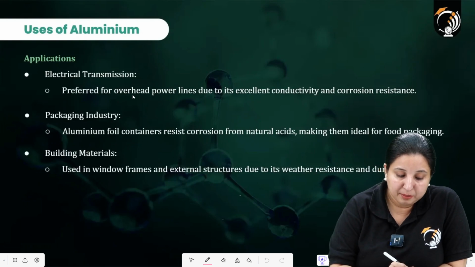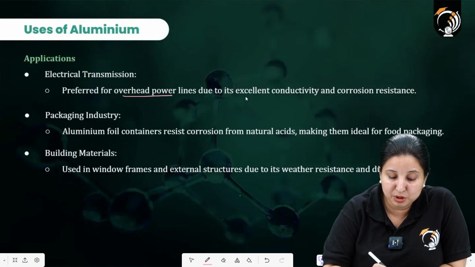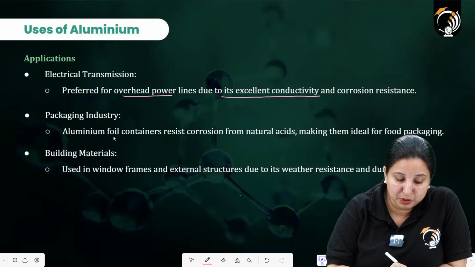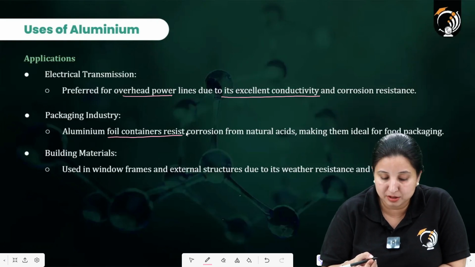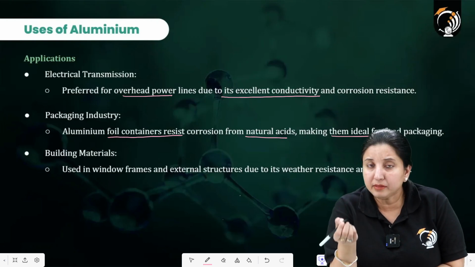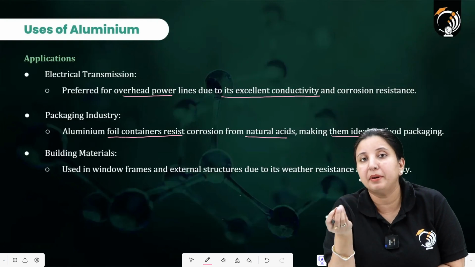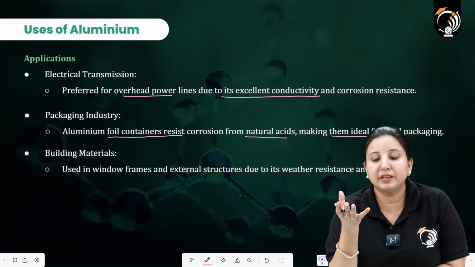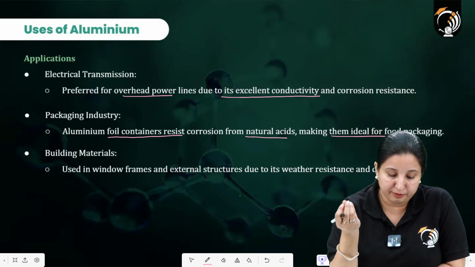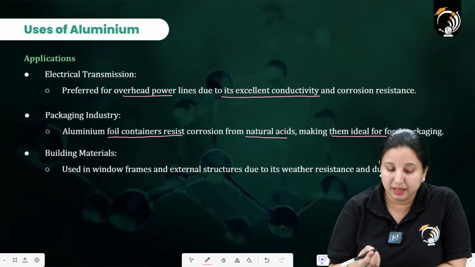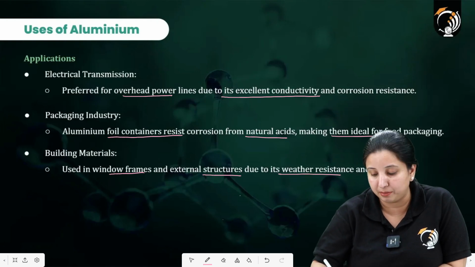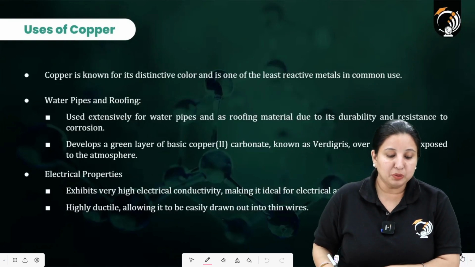Electrical transmission: it is preferred for overhead power lines due to its excellent conductivity and corrosion resistance. Packaging industries: we use aluminum foil containers because they are resistant to corrosion from natural acids, making them ideal for food packing. Not only food packing, if you observe the strips we get from the market for medicines, they are all made of aluminum. Why? Because it is resistant to corrosion. Then we use it in building materials also, like window frames and external structures, due to its weather resistance and durability.